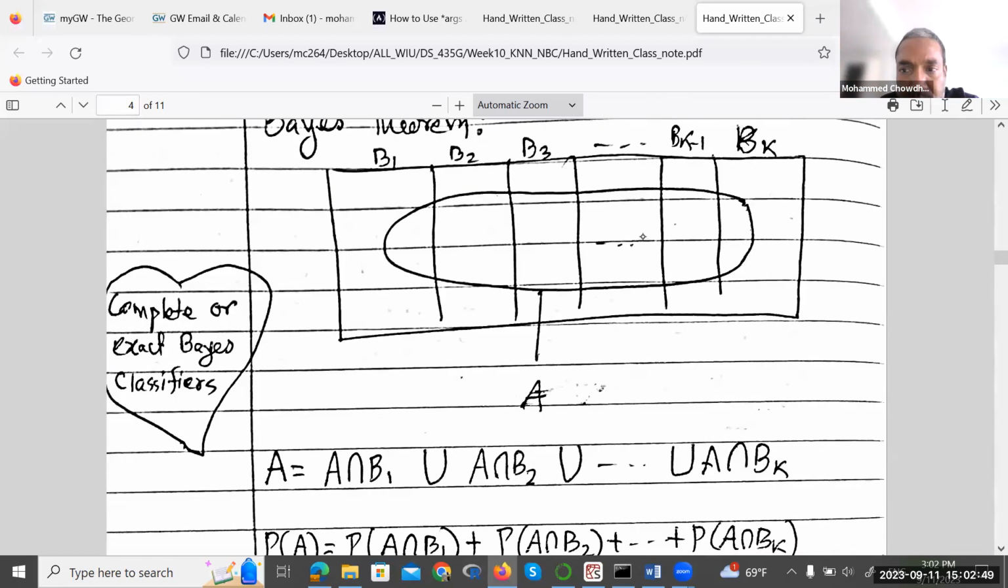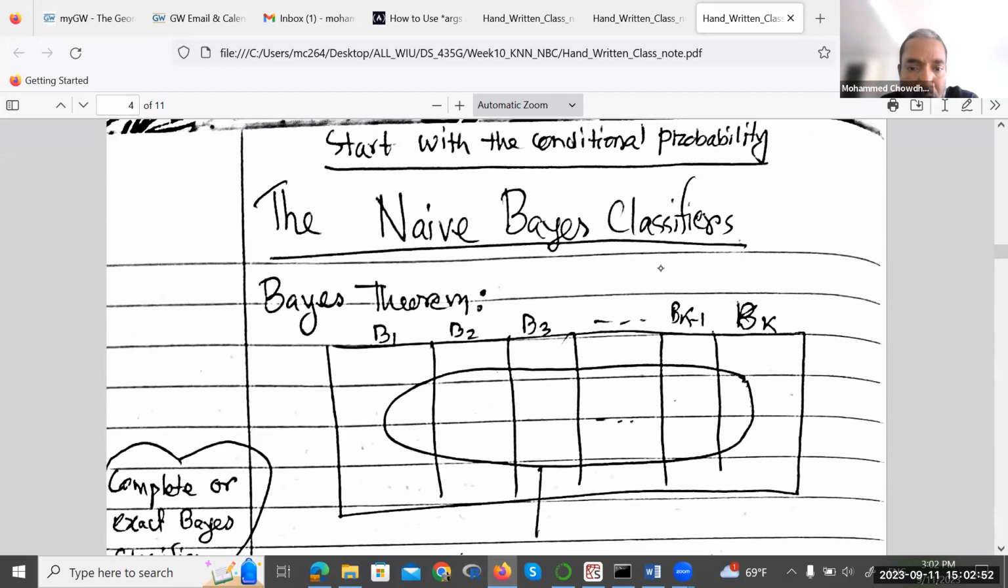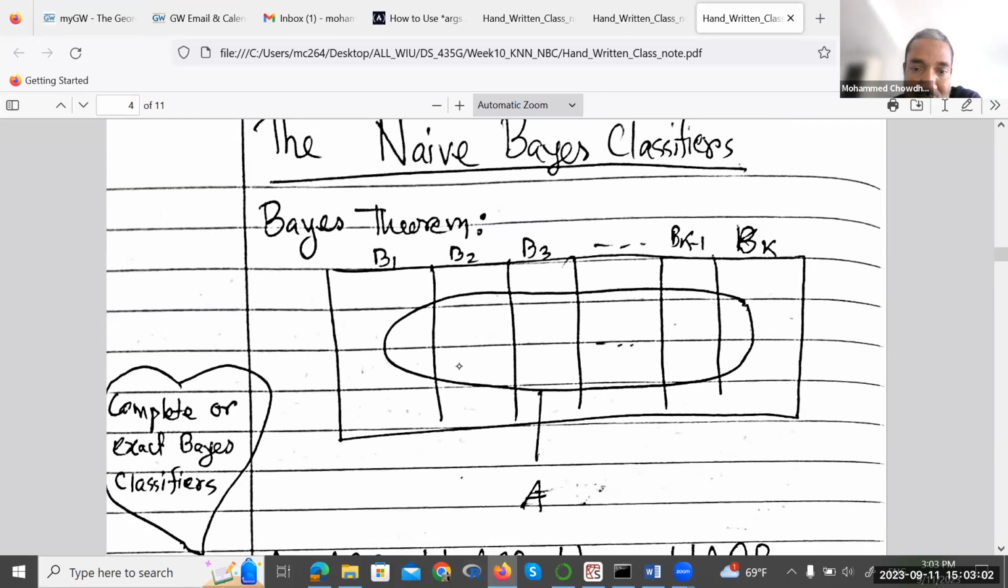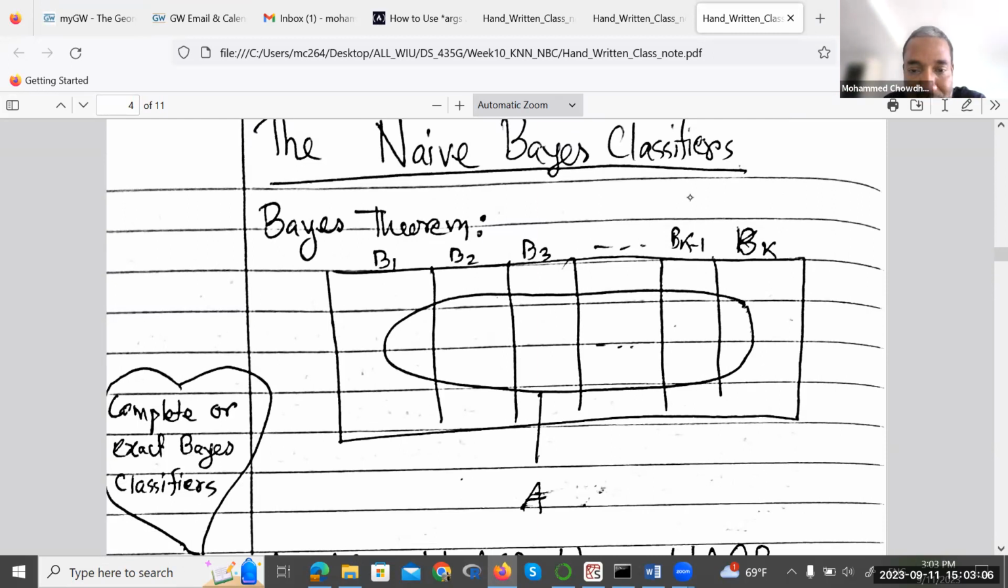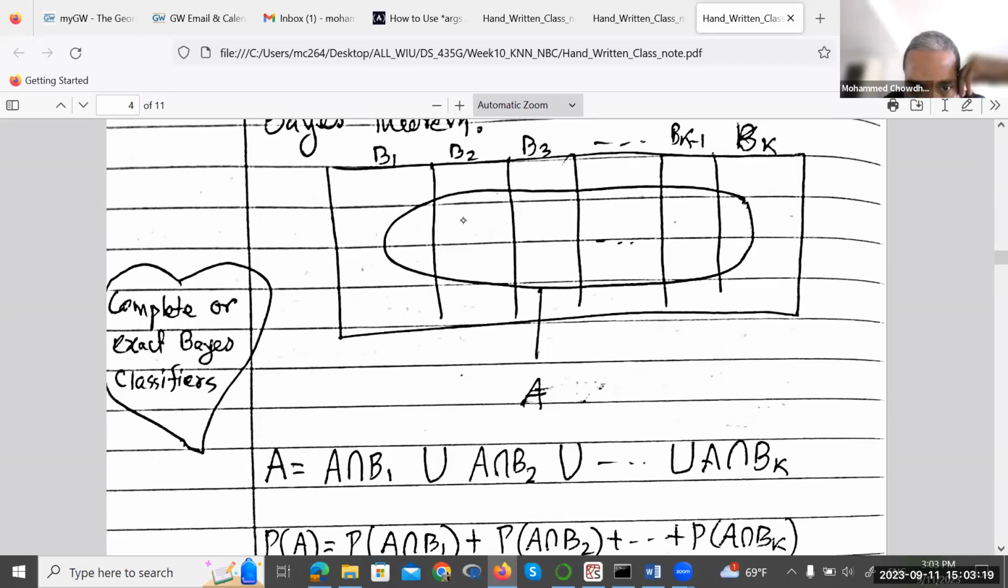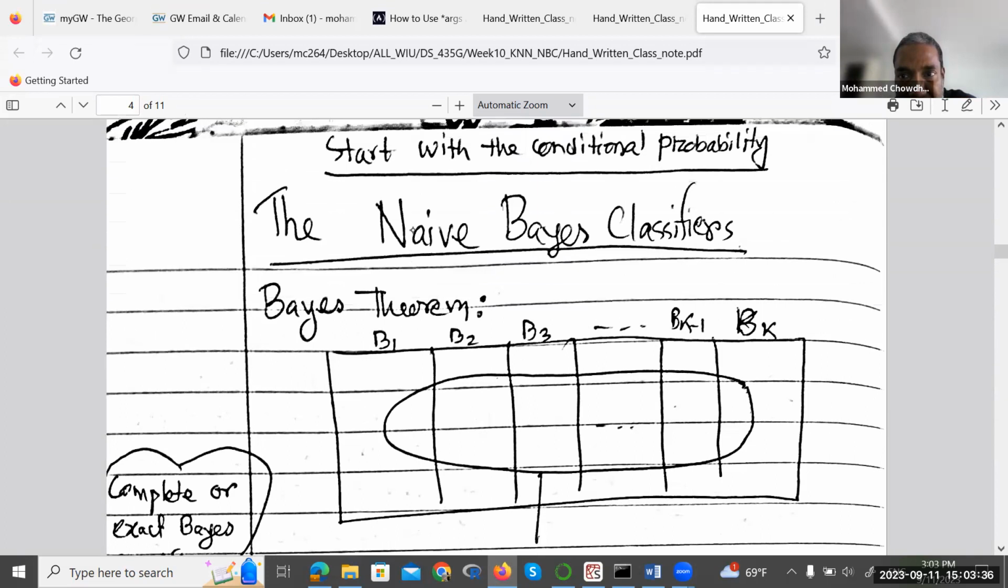Okay, let me first derive these things. Suppose A is an event, this whole thing is A. And these are the events B1, B2, B3, up to BK. The sum of the Bi's will constitute the entire B. Now I want to find the event A. A could be written as A intersection B1. A intersection B1 means this part.